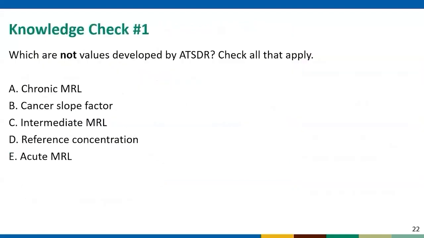Now let's test your knowledge about what we've learned so far. From the list presented, which do you think are not values developed by ATSDR? There could be more than one correct answer. Possible answers include A, chronic MRL, B, cancer slope factor, C, intermediate MRL, D, reference concentration, and E, acute MRL. I'll pause for a moment to let you think about those on your own.